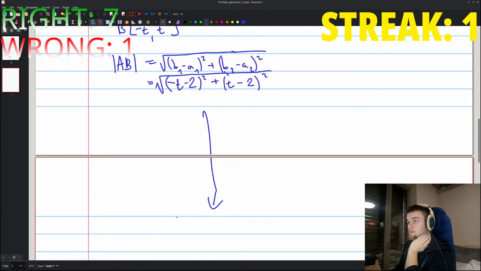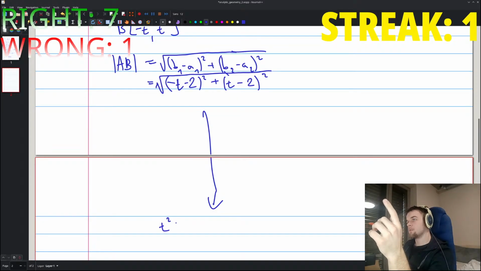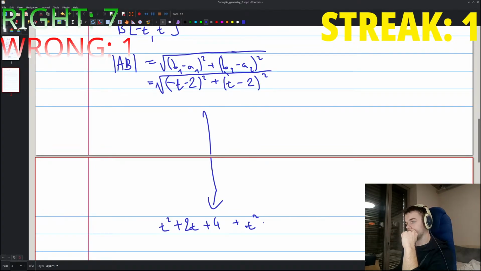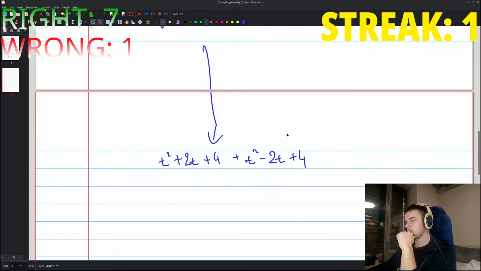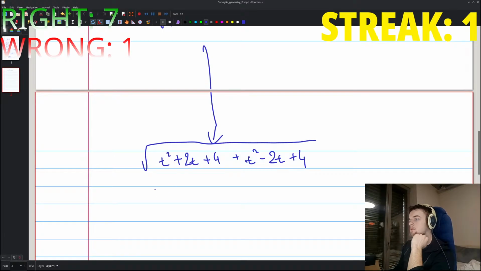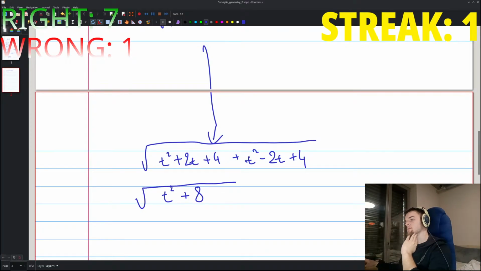So that's t squared minus 2, so that's plus 2t plus 4, plus t squared minus 2t plus 4, of course under the square root, and we end up with t squared plus 8... sorry, 2t squared plus 8 under the square root.